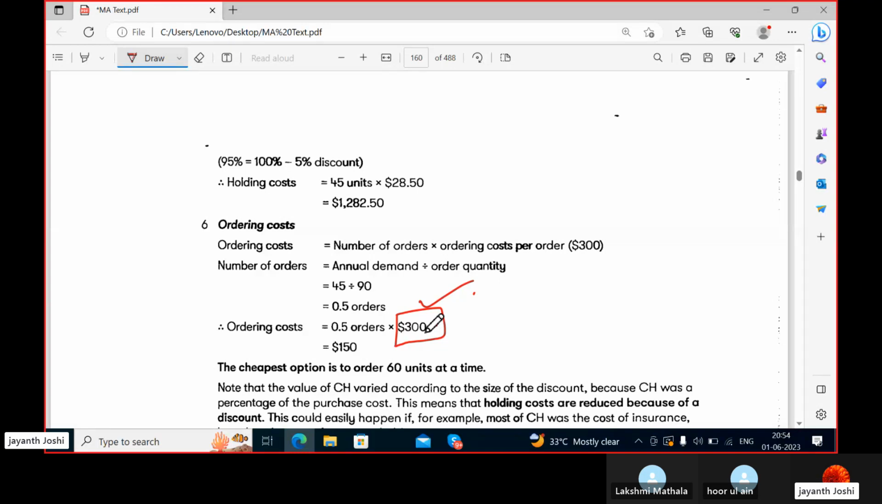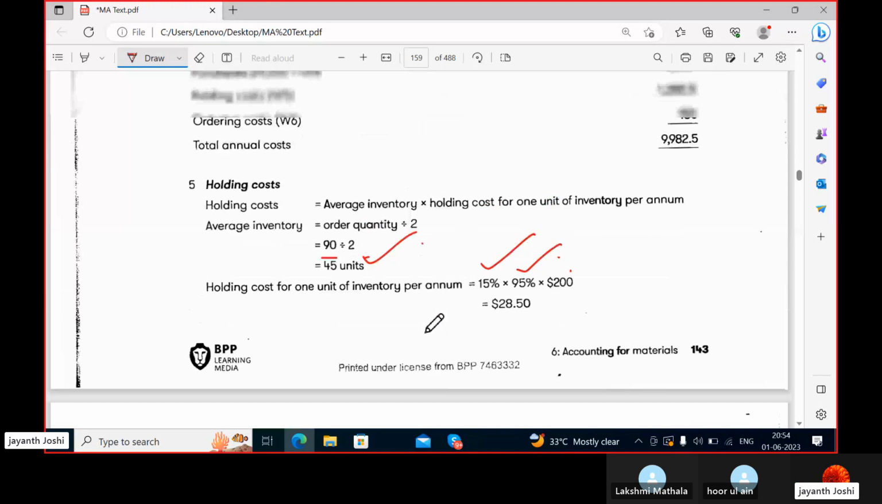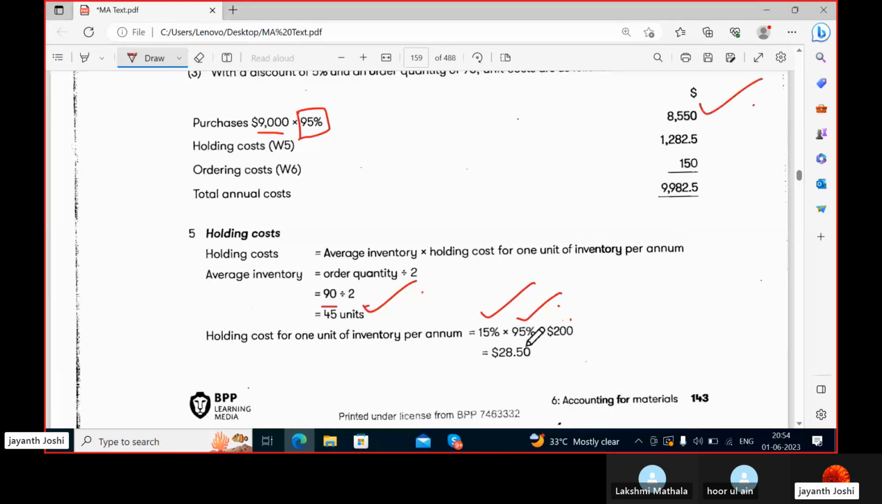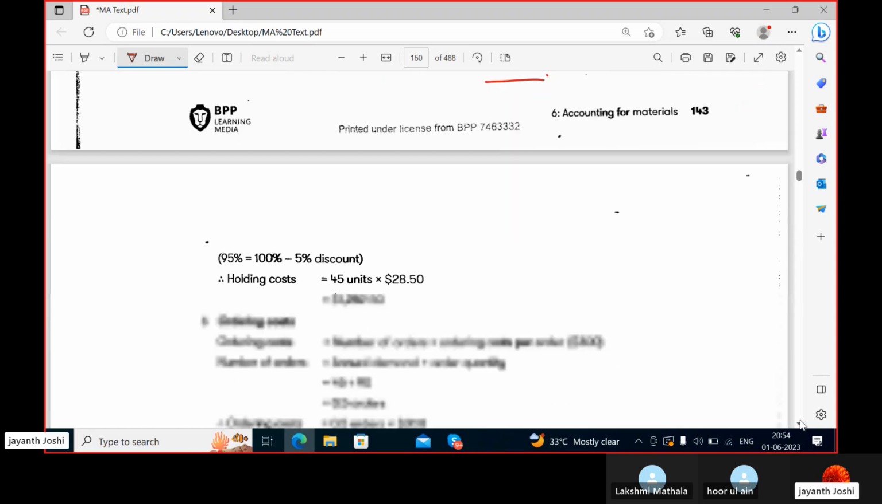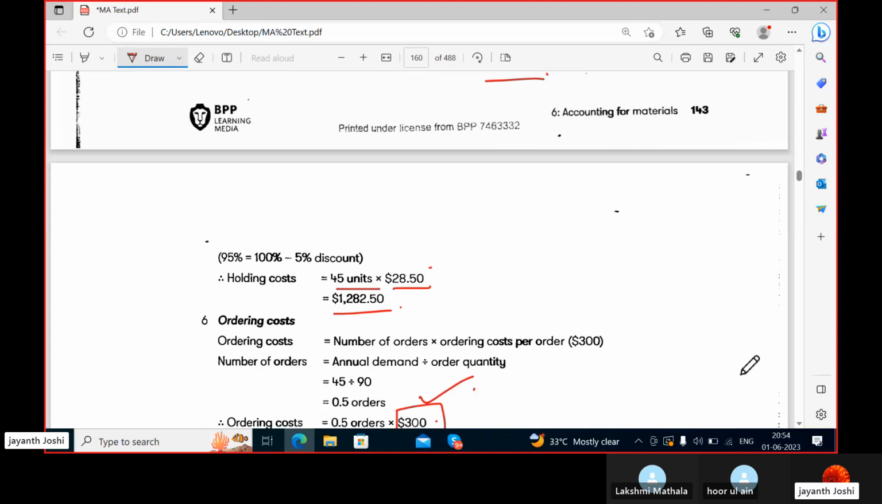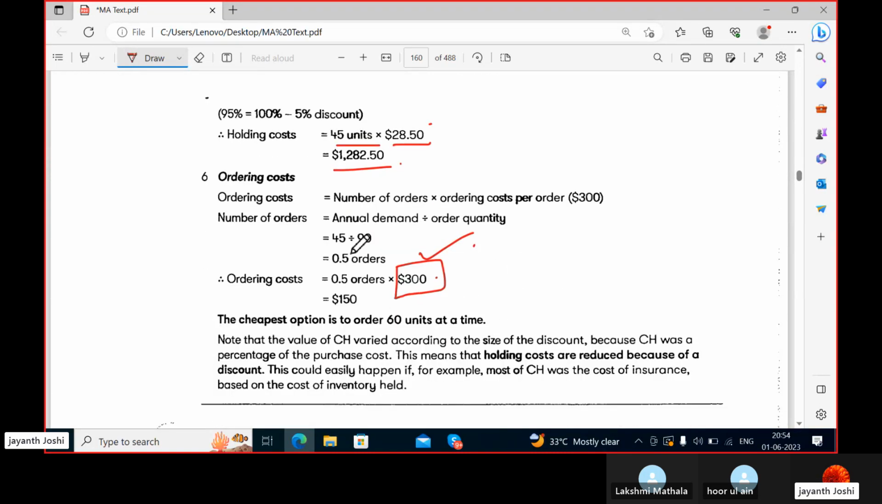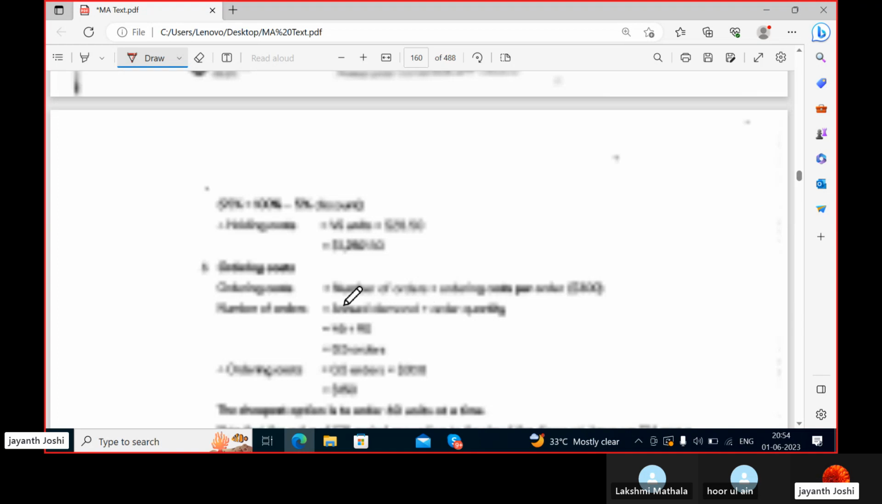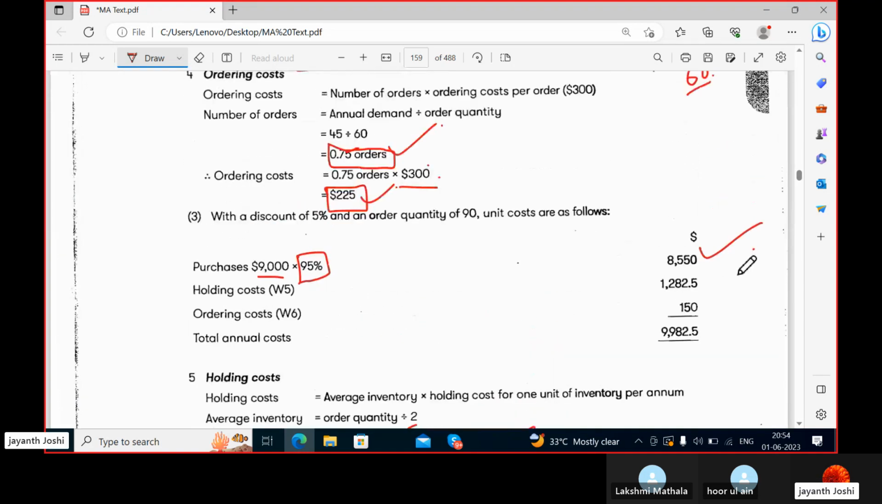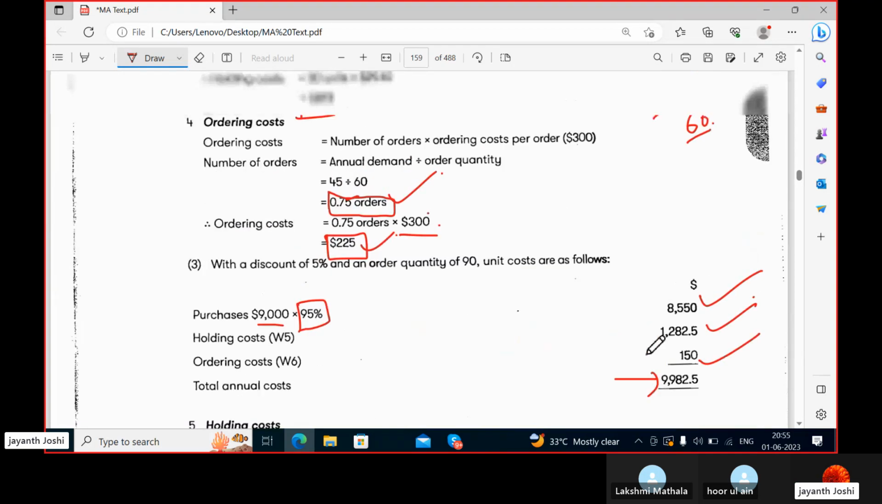The holding cost is 15% of my purchase price, and whenever I take the purchase price, I have to take the discounted purchase price, because I'm availing discount on my purchases. So this is 28.50. Now you know 45 units, 28.50, this is my holding cost. And here 45 by 90, only half of the orders I have to place, and my ordering cost is 150. So when I add up these two, my cost is 9,982.